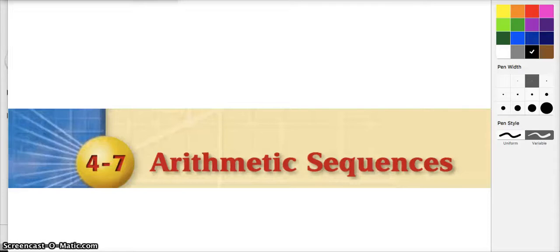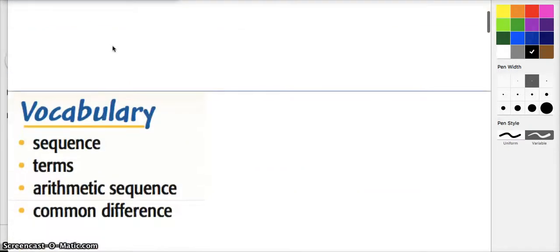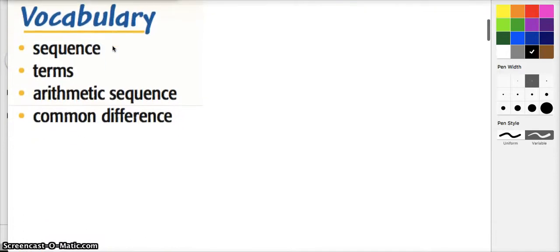Hey, algebra friends, here we are in chapter 4, and what we're looking at is section 4.7, arithmetic sequences. This is a little bit of a weird topic to pick up right now, but it relates to some of the function stuff that we're talking about. Your text and the authors will tie it in together. Don't feel bad if you don't see the exact tie-in. It's going to be all good.